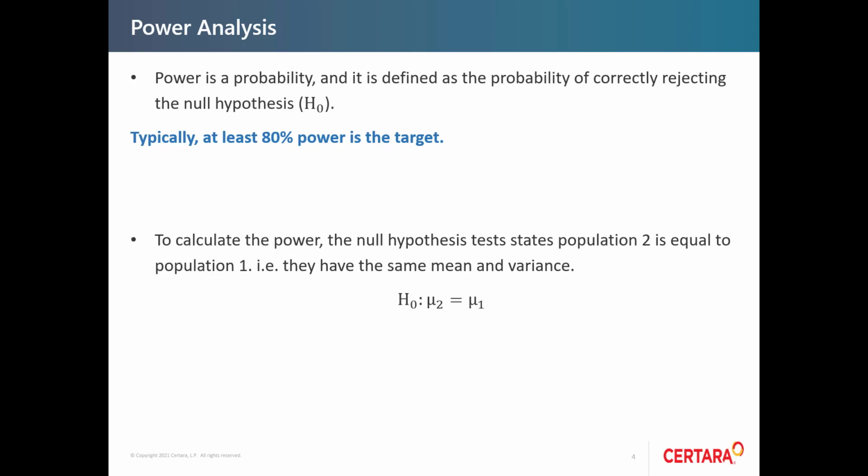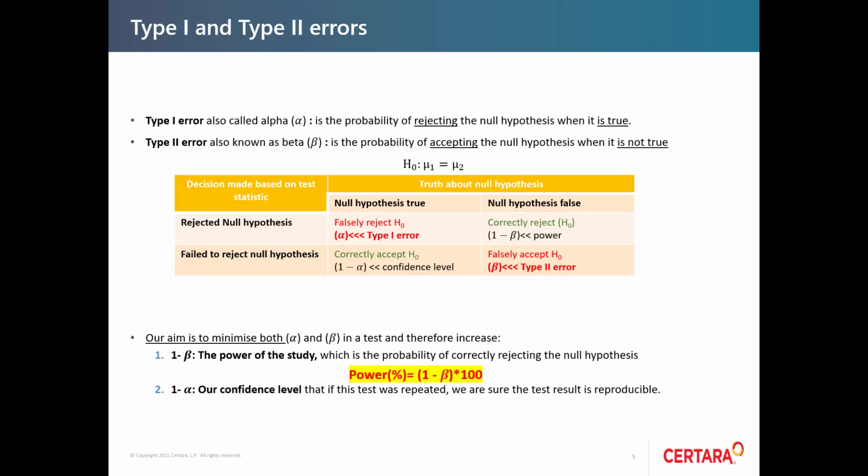In a clinical trial, it is important to minimize the chances of making the wrong decision. In other words, minimize the probability of committing type 1 and type 2 errors. What are type 1 and type 2 errors? Type 1 error, also called alpha, is the probability of rejecting a null hypothesis when it is true. And type 2 error, also known as beta, is the probability of accepting a null hypothesis when it is not true.